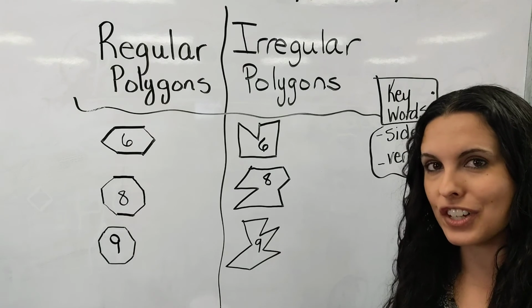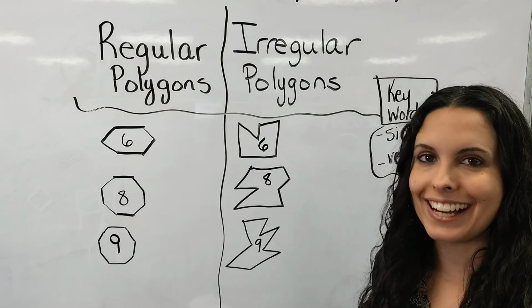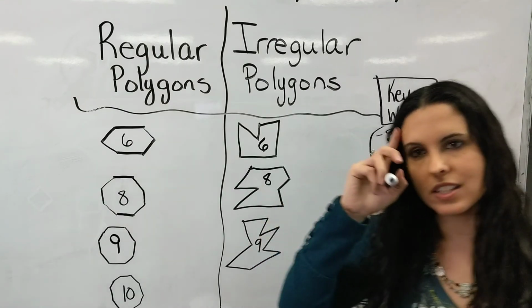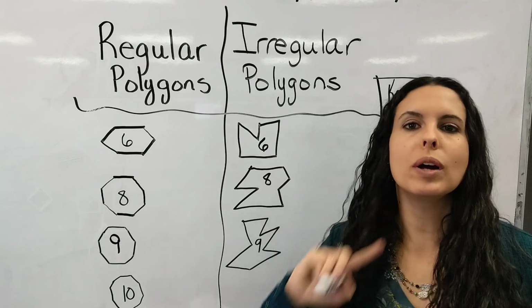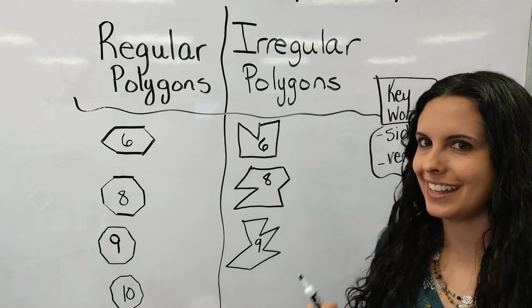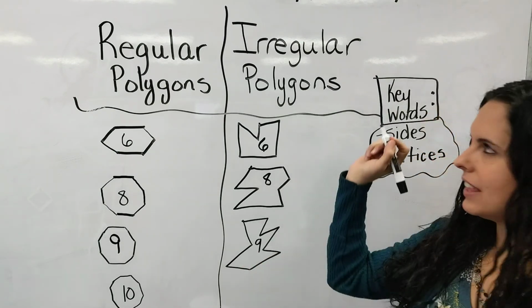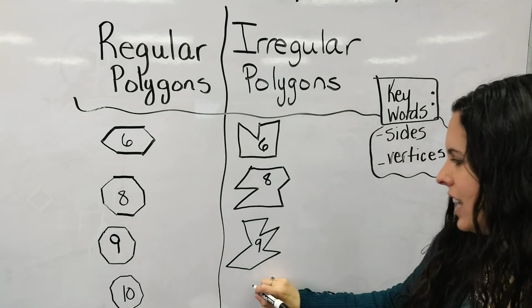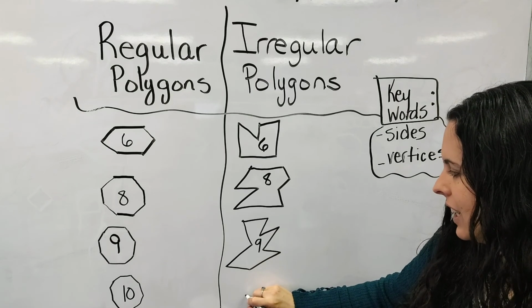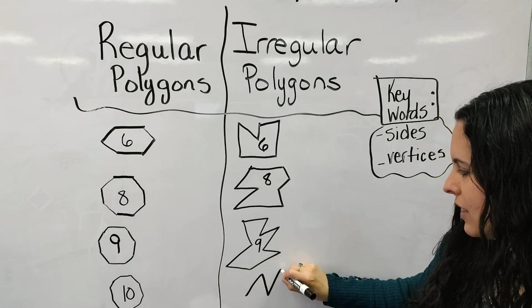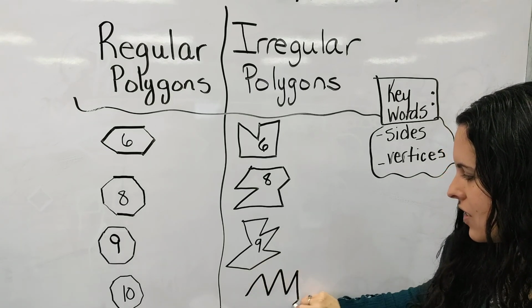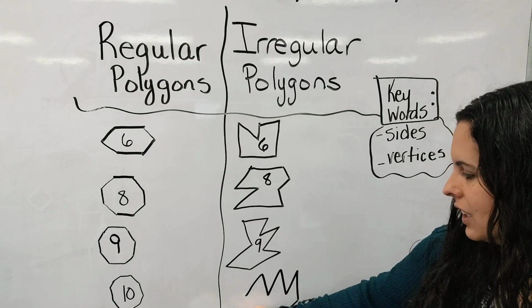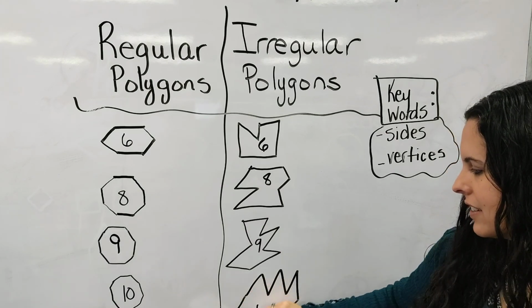A 10-sided figure is called a decagon. It also looks like your octagon and your nonagon, but it's got one more additional flat side in there. And remember, the irregular shape, as long as it has our 10 straight edges, it is a decagon. 1, 2, 3, 4, 5, 6, 7, 8, 9, 10. That's a decagon.